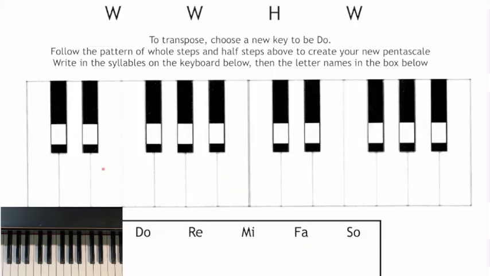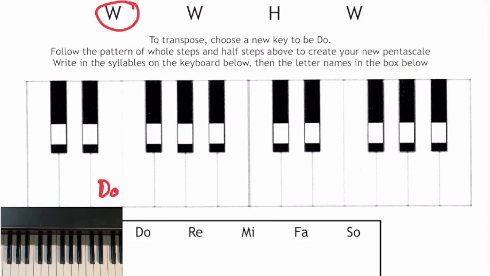To transpose, choose a new key to be do, follow the pattern of whole steps and half steps above to create your new pentascale. Write the syllables on the keyboard below, then the letter names in the box below. We'll do the keyboard first. So we decided that E was going to be our do. We're going to do pentascale in E.